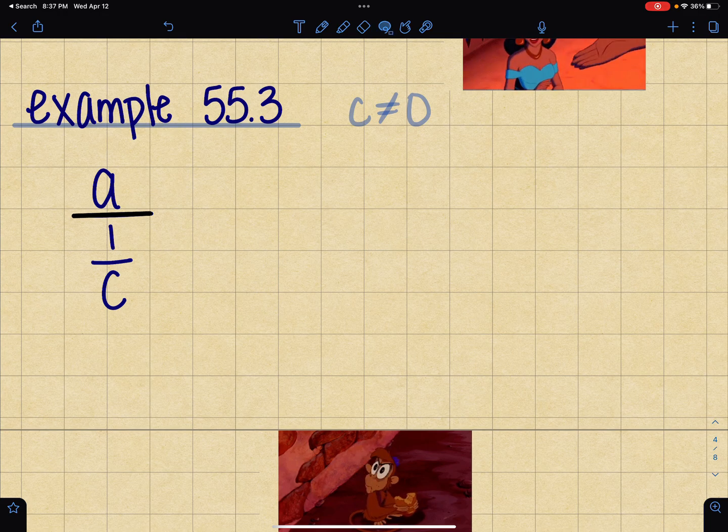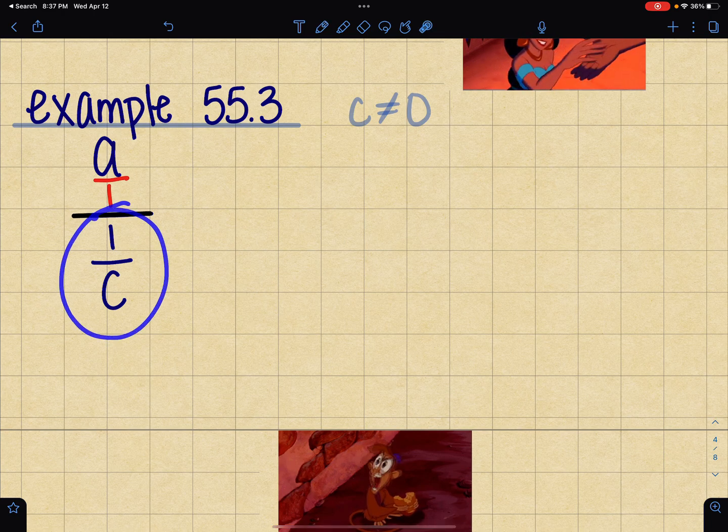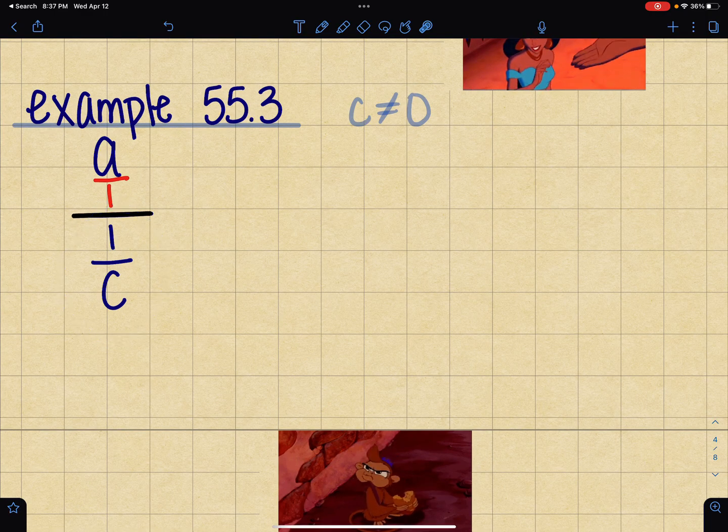So what are we going to do with that a? We are going to move it up. Anything is a fraction, right? This is a over 1. It's a over 1 now. Let's start with the denominator. Now that we've got a fraction over a fraction, let's start with the bottom. All right, so 1 over c, what is the reciprocal of that? c over 1.